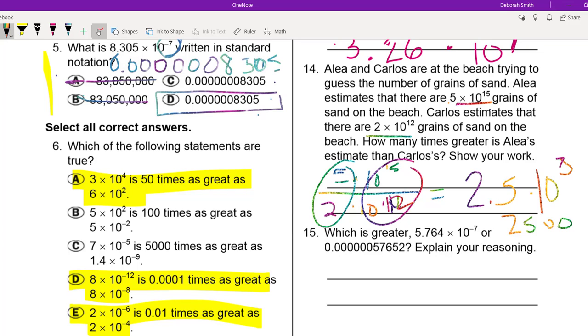When it's asking for which is greater, this one or this one, when I put this in scientific notation, this is 5.7652 times 10 to the negative 7. So when you compare that with 5.764 times 10 to the negative 7th, so same exponent, that matters. The number that's actually bigger is this one. Okay, keep in mind they did have the same exponent there.